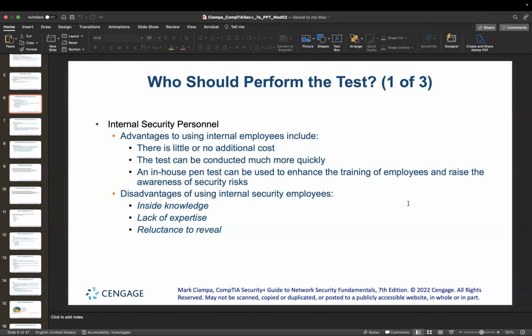The cons of this is, first of all, the inside knowledge may cause issues, because if you already have inside knowledge, that looks like you have the key to the kingdom already. So then you cannot really mimic a threat actor who is attacking from outside, right?